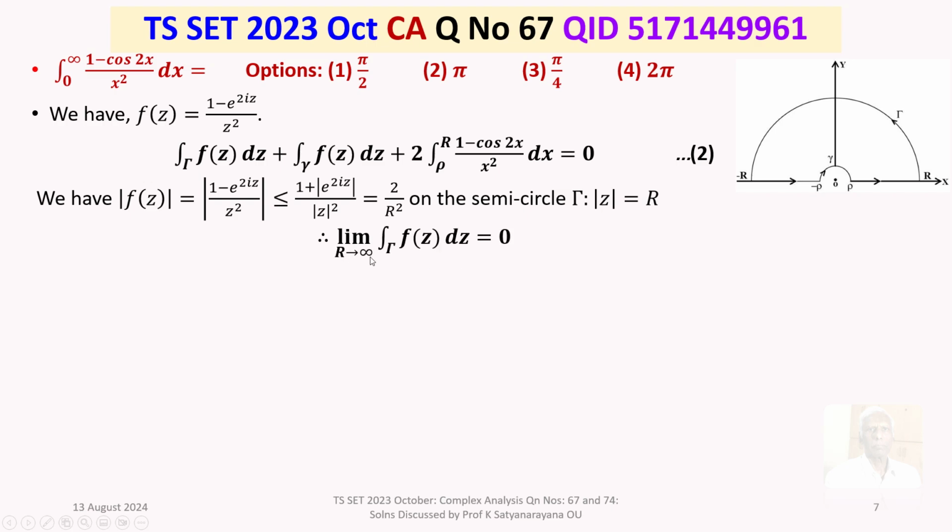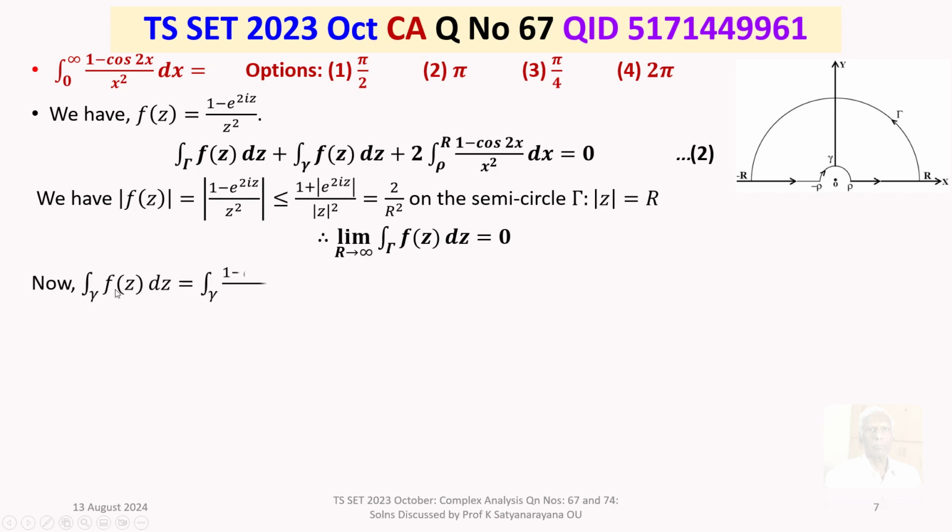Limit r tends to infinity, integral taken along gamma of f of z dz is 0, because 2 by r square, as r tends to infinity, is 0. So as capital R tends to infinity, integral taken along gamma is 0. So what happens on the small gamma, integral taken along small gamma f of z?